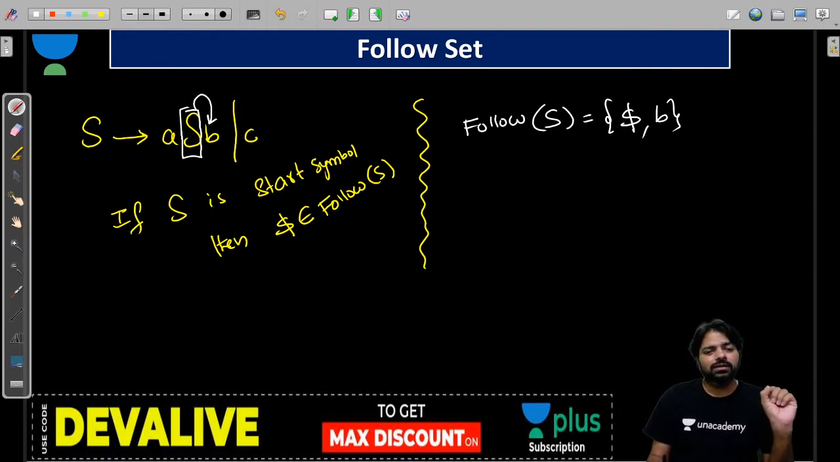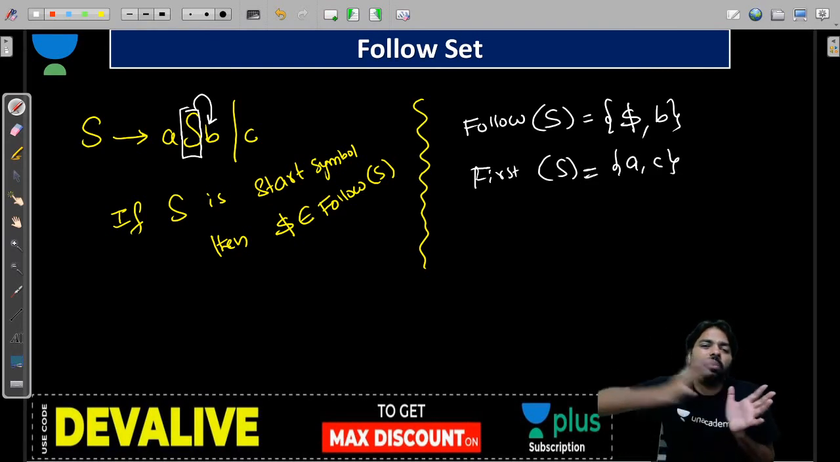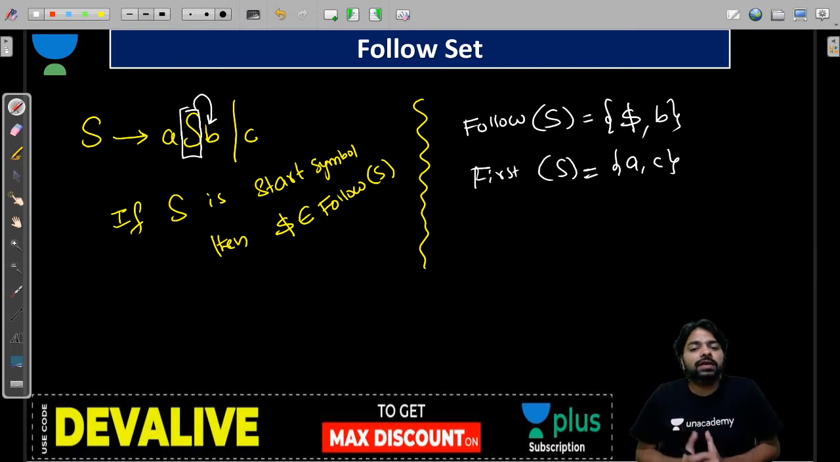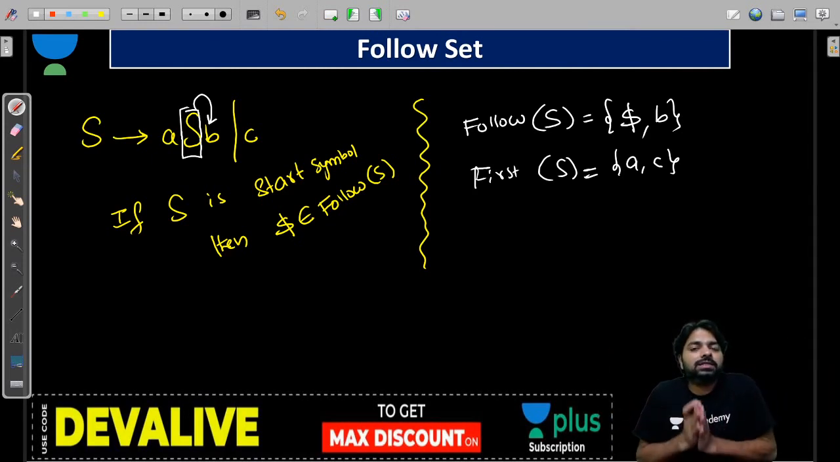But if I compute first of S, that you already know, that is A comma C. Both are different. For first of S, you take all the productions of S. For follow of S, look at the whole grammar. Just S productions are not enough. Look at the whole grammar where S appears in the RHS side, whether it is an S production or a capital A production or a capital B production, we don't care.